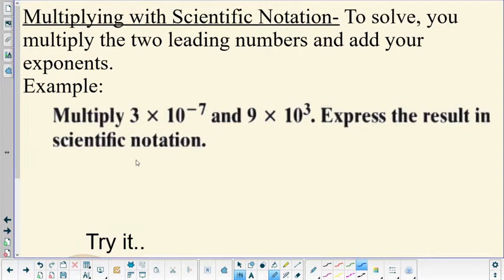Okay. So today we're going to be talking about multiplying and dividing numbers that are in scientific notation. So it says multiplying with scientific notation. To solve, you multiply the 2 leading numbers and add your exponents. In this case, our leading numbers are the numbers that are in the front. So we have 3 and we have 9 because we're trying to multiply this scientific notation times this one. So all I have to do is multiply 3 times 9. Well, 3 times 9 is 27.